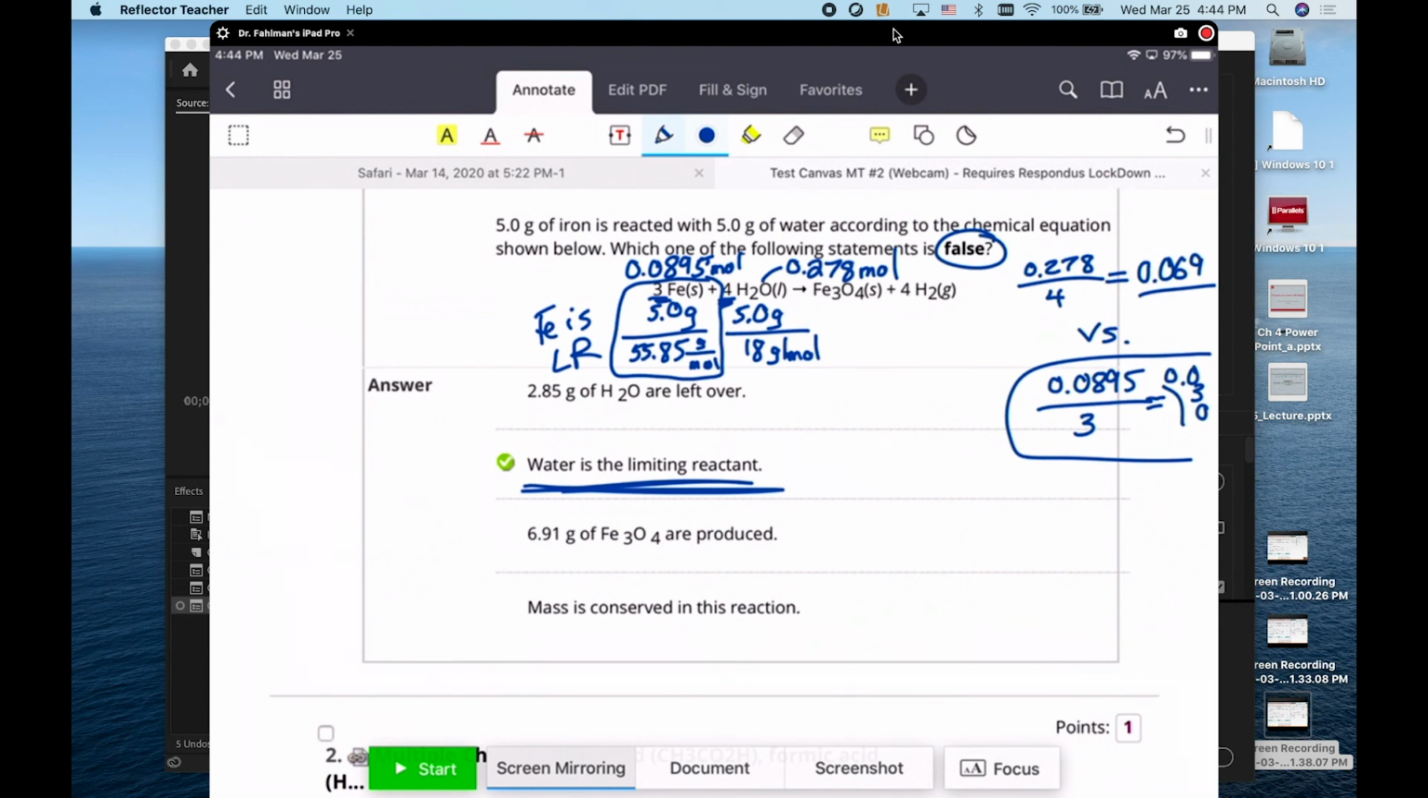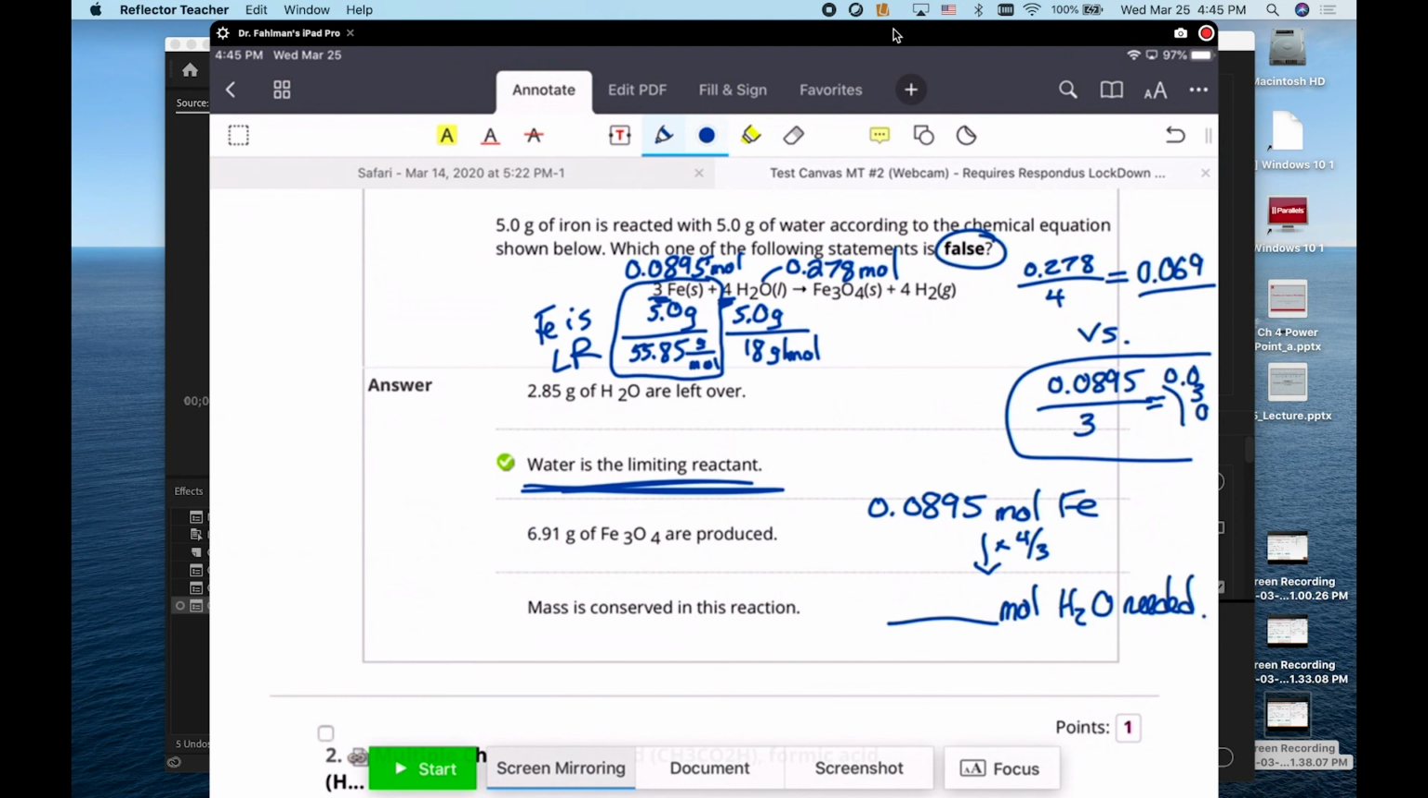If you wanted to get into how much water is left over, I would convert one into the other. For instance, if you have 0.0895 moles of iron, then if you multiply it by 4/3, or divide by 3 and multiply by 4, you get the moles of water that are needed. Okay, so let's do that.